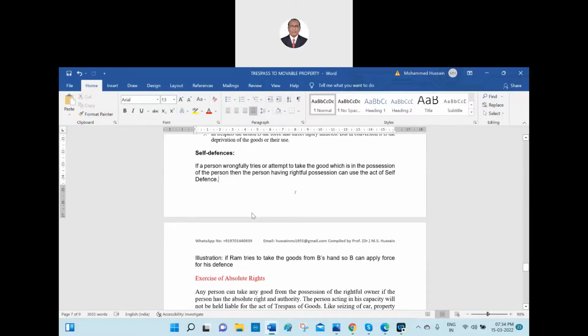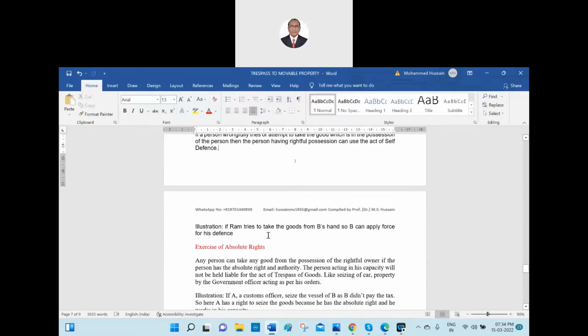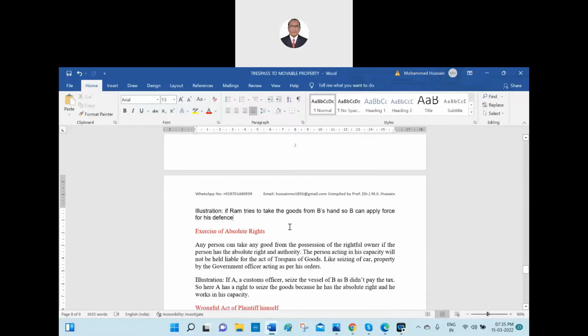Say yes. Sir. So, in defense, if Ram tries to take the goods from B's hand, B can apply force for his defense. But how much force? Can he chop his hand with a sword? No, sir. A proportionate amount of force we should use. Am I right? Yes, sir.